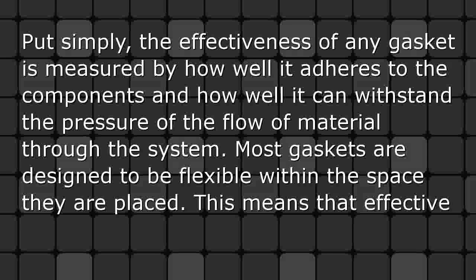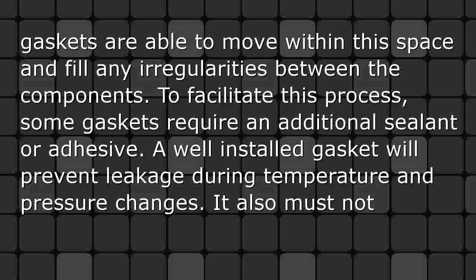Put simply, the effectiveness of any gasket is measured by how well it adheres to the components and how well it can withstand the pressure of the flow of material through the system. Most gaskets are designed to be flexible within the space they are placed. This means that effective gaskets are able to move within the space and fill any irregularities between the components.